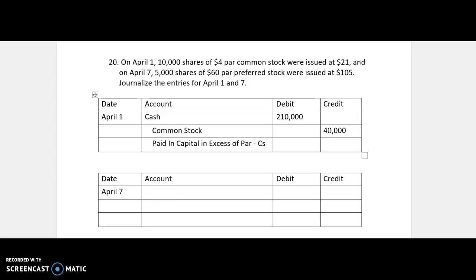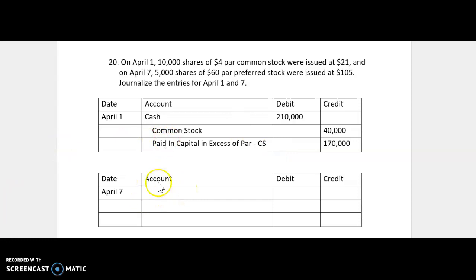And I'm going to put common stock so we know that that's a common stock account. So the difference here, you would do 210 minus 40, and that's the amount over par that was paid when you issued the stock. This account also could be called additional paid-in capital. Either one of those would work.